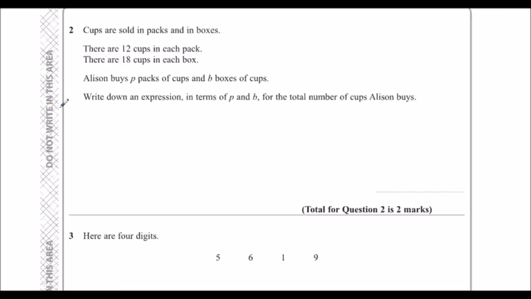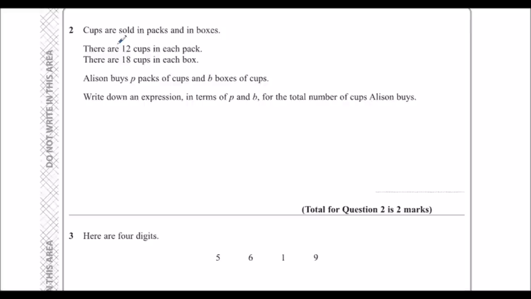Question two. Cups are sold in packs and in boxes. There are 12 cups in each pack. There are 18 cups in each box. Alison buys P packs of cups and B boxes of cups. So write down an expression in terms of P and B for the number of cups Alison buys.